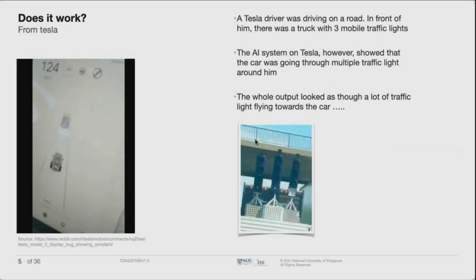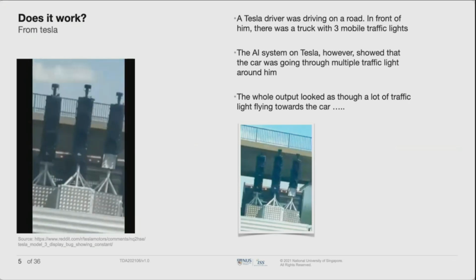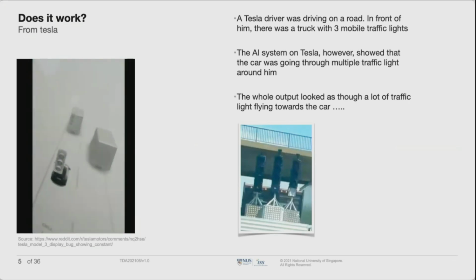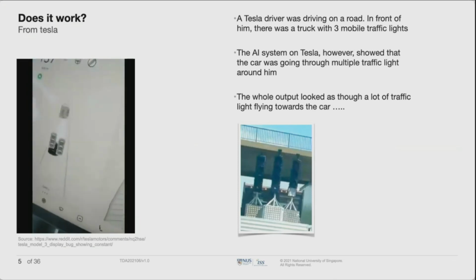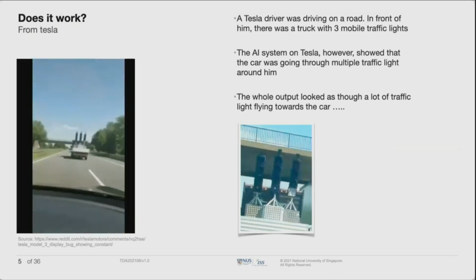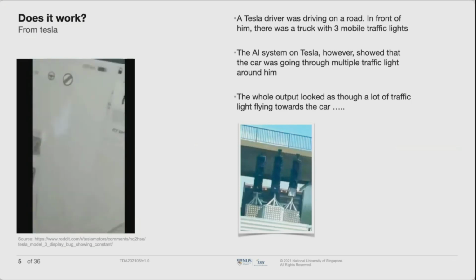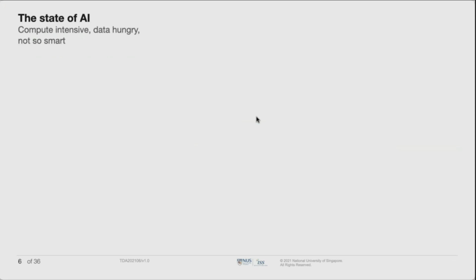Let me play you the video to illustrate the point. You can see the traffic lights look as though they are flying towards the car. Now, luckily, the driver was driving the car manually. Can you imagine? If the car is self-driving, how would the car respond to those flying traffic lights? Will the display just show a blue screen and the car stops immediately? So this is the current state of AI.